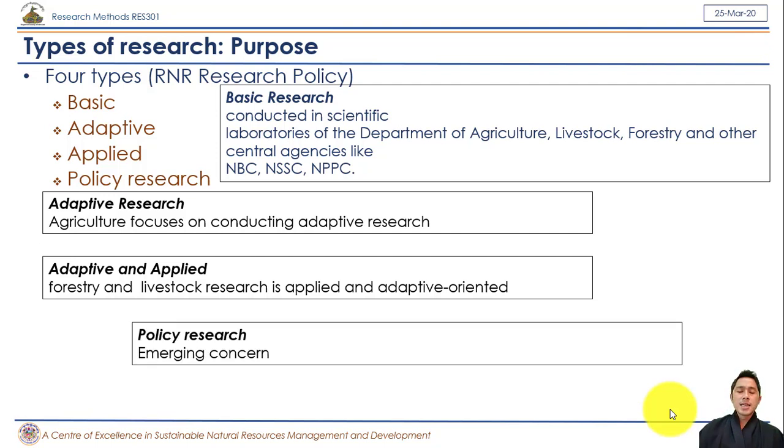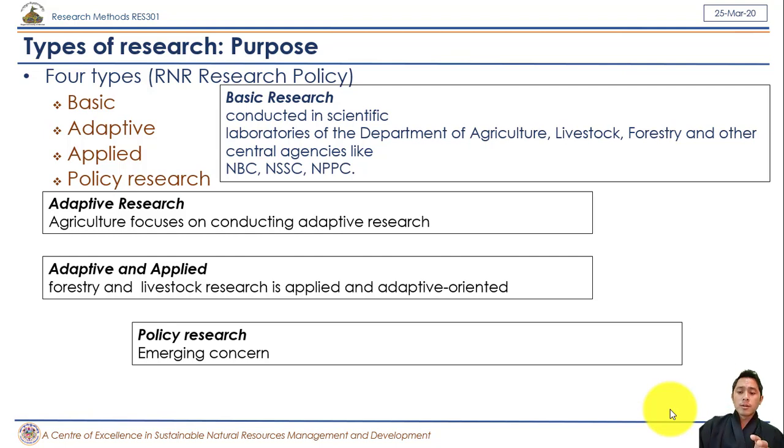And policy research: all of this research can, in one way or another, help policies emerge in the country. So policy research is all about taking into consideration this basic, adaptive, and applied research, and using those findings to find new policies and new methods to work things out. So these are four different kinds of research based on the purpose that is practiced in the country.